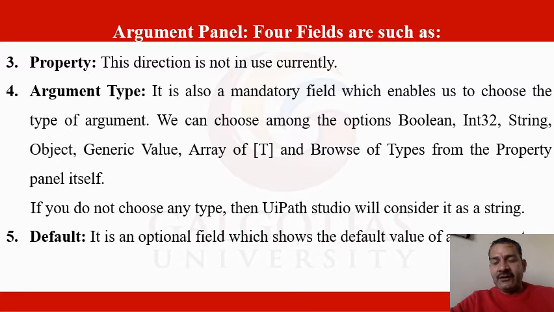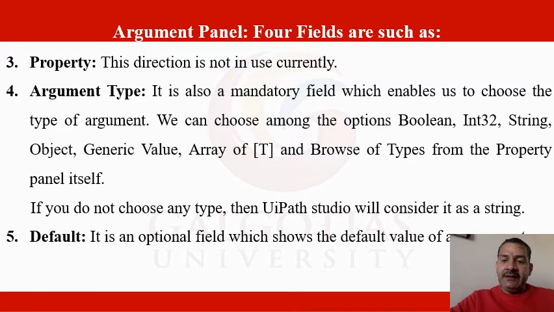Next is argument type. Argument type, again, is a mandatory field which enables us to choose the types of argument. Again, what are the options? Boolean, int32, string, object, generic value, array of t, browse of type, and from the property panel itself. If you do not choose any type, UiPath Studio will consider it as a string.